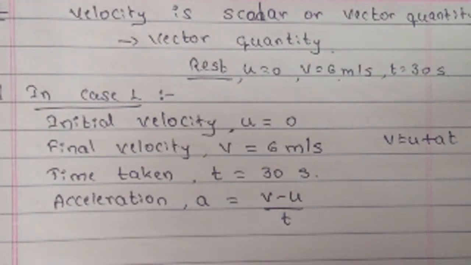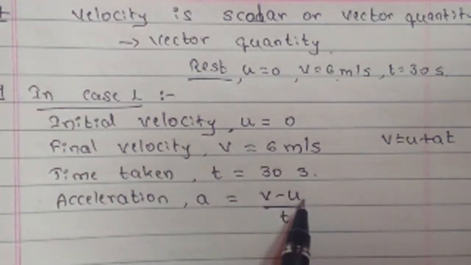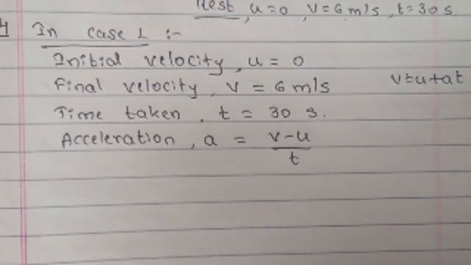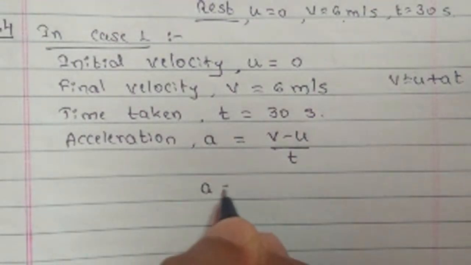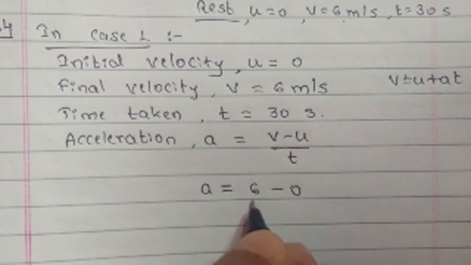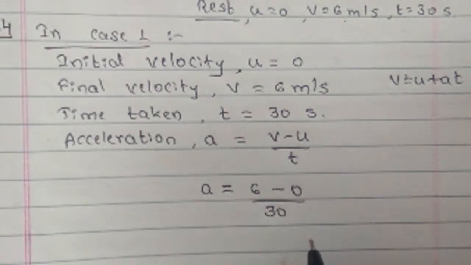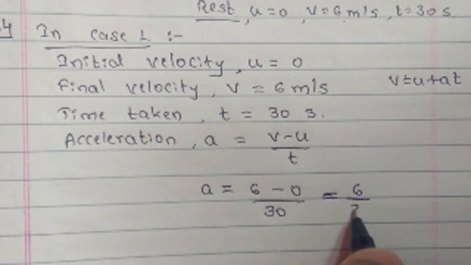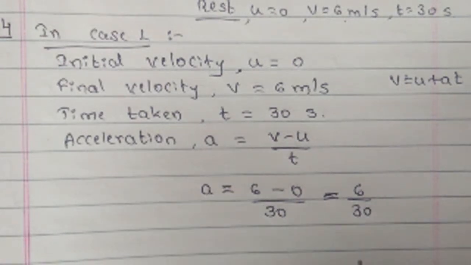That means acceleration is equal to final velocity, that is v, minus initial velocity, that is u, divided by time taken, that is t. Now we have to substitute the values. Final velocity is how much? 6 meter per second. Initial velocity is 0, time taken is 30 seconds. So it becomes 6 minus 0, that is 6, divided by 30. Now cancel the terms and comment me the answer.